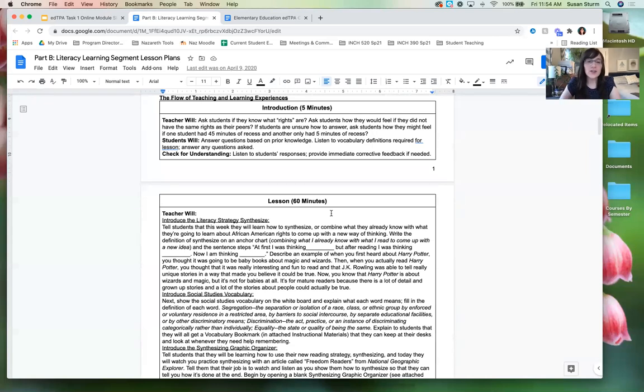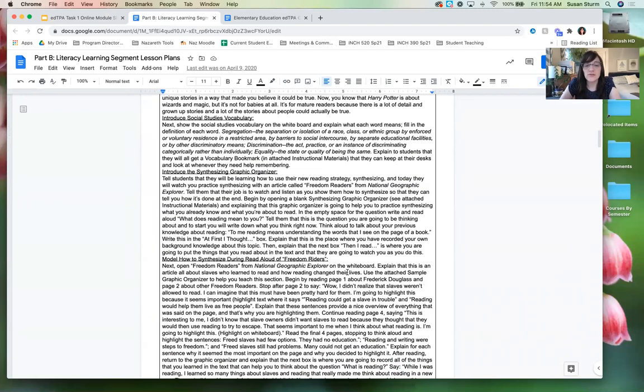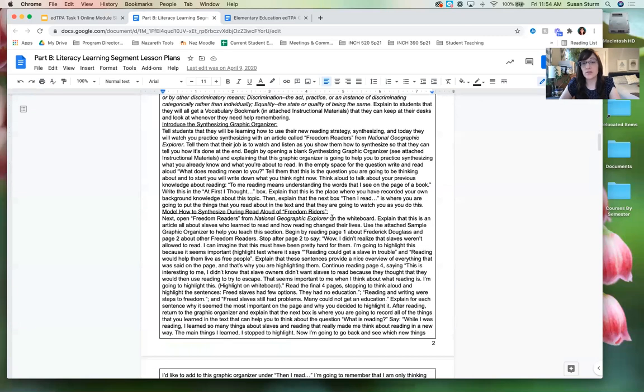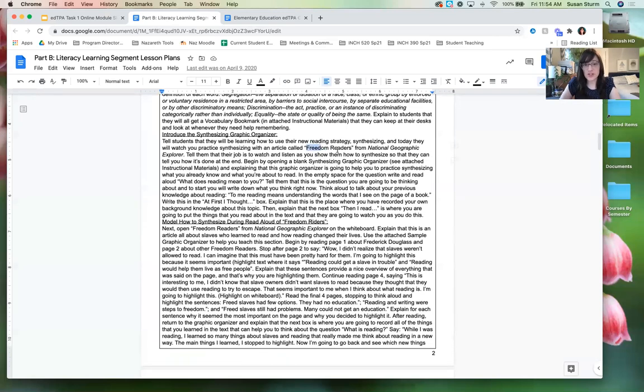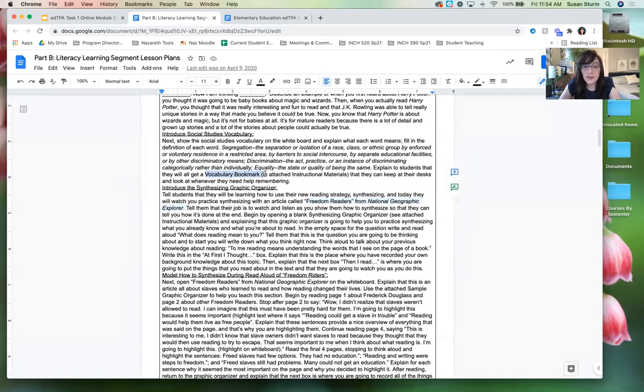Okay, then we get to her lesson. This was already the sample in our 390 class, so I'm not going to go over it in super detail, but just remember how much information is in this first lesson. So the student here is teaching the strategy of synthesizing, and remember she's using that Freedom Readers from Nat Geo Explorer as her text. She provided all the images for that text in her instructional materials. She's got an anchor chart that she's starting with. She's got a vocabulary bookmark.